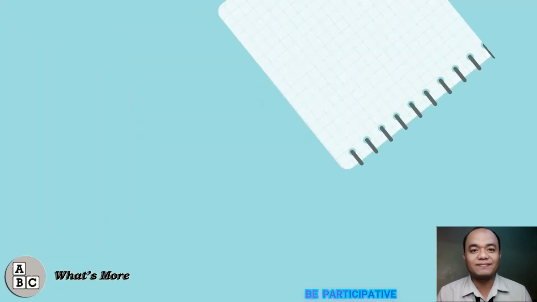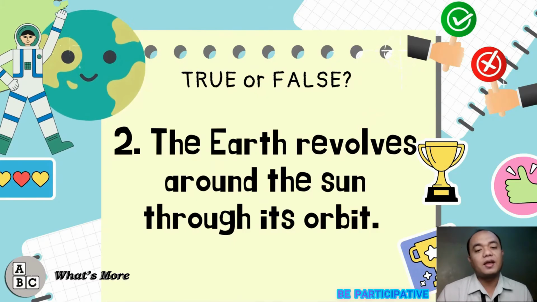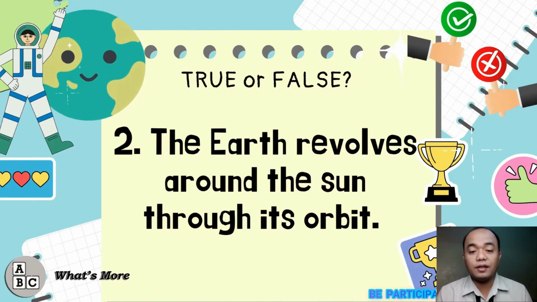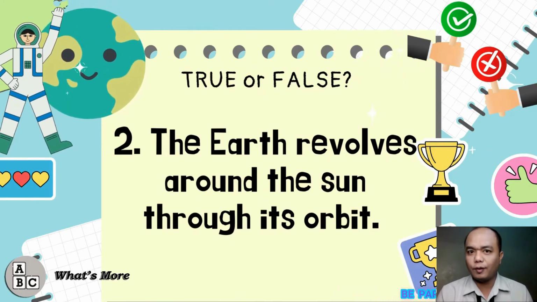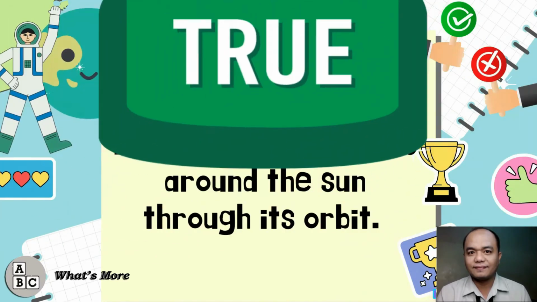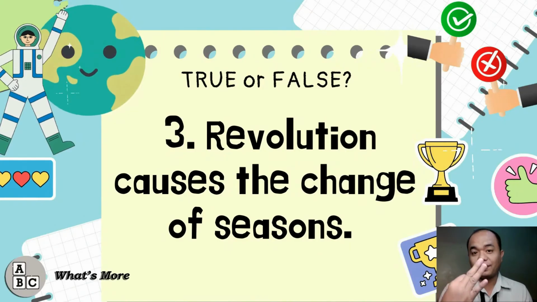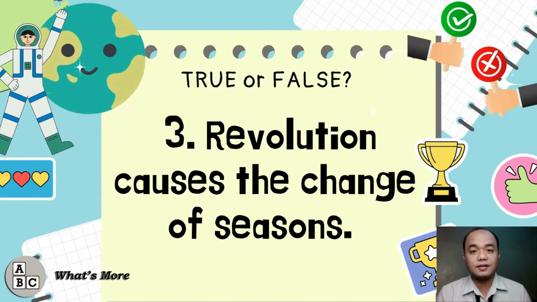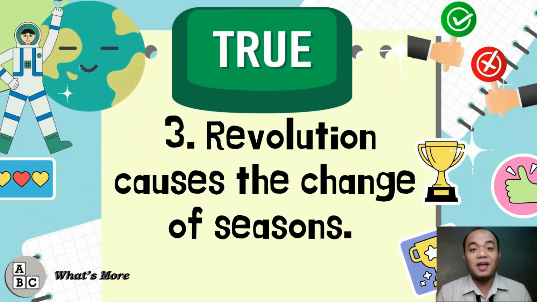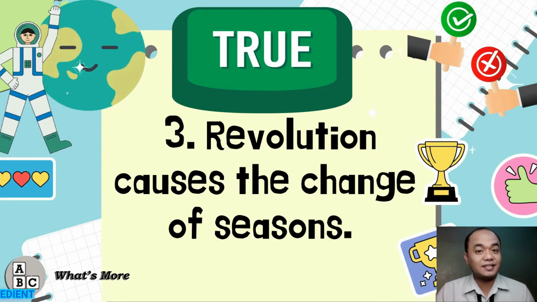Very good. Number 2. The earth revolves around the sun through its orbit. True or false? True. Very good. Number 3. Revolution causes the change of seasons. True or false? Yes, very good. The answer is true.